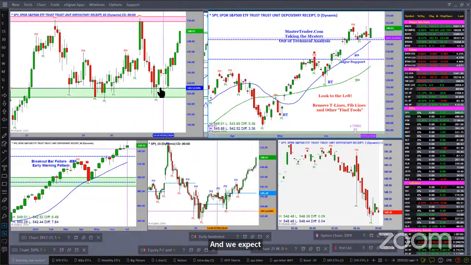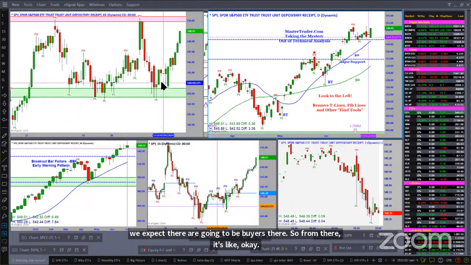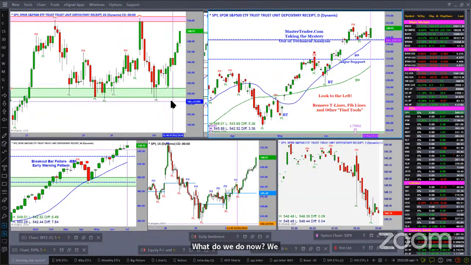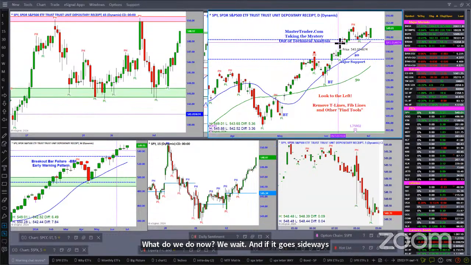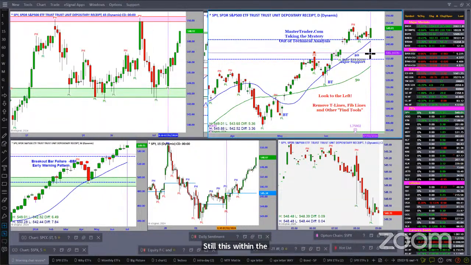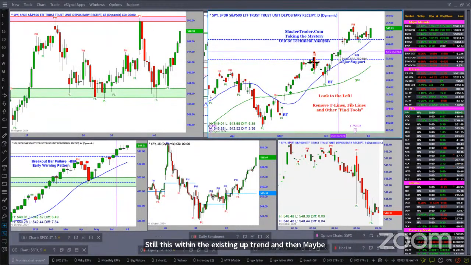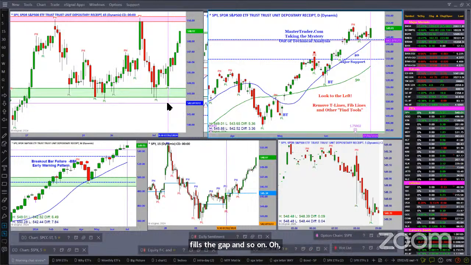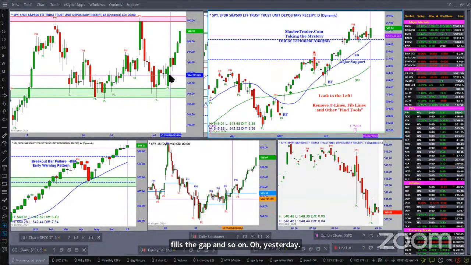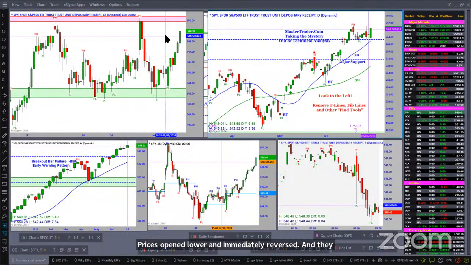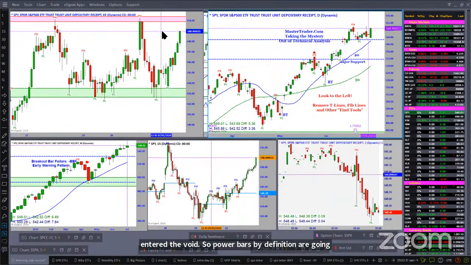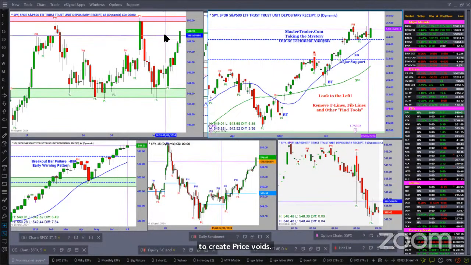We look to the left and we expect there are going to be buyers there. So from there, it's like, okay, what do we do now? Well, we wait. And if it goes sideways there and then starts to break, okay, that's a short setup, still within the existing uptrend, and then maybe it fills the gap and so on. Well, yesterday, prices opened lower and immediately reversed, and they entered the void. So power bars, by definition, are going to create price voids, and they are the weakest part of the pattern.